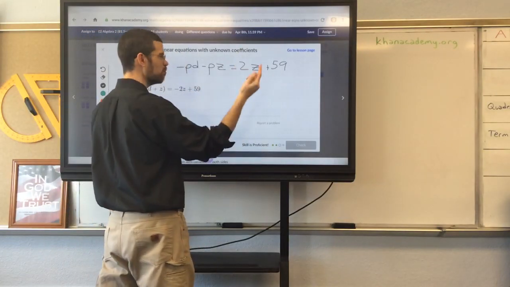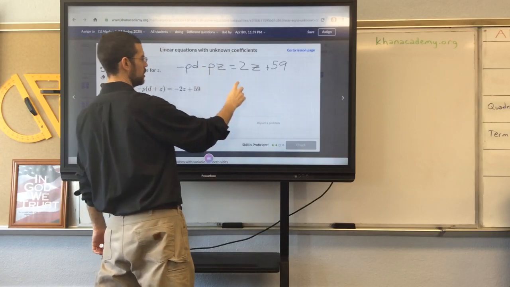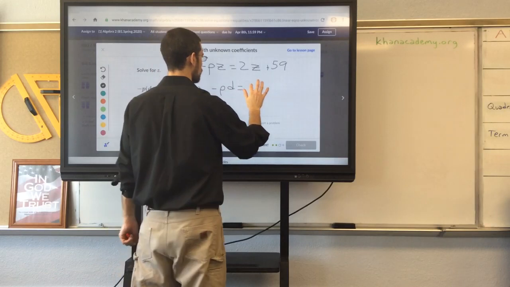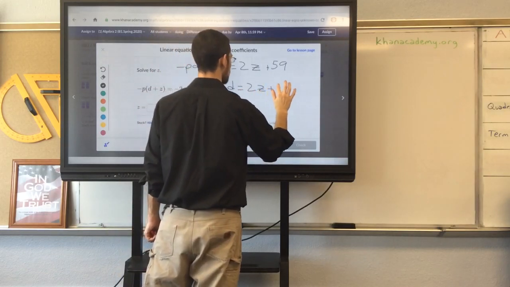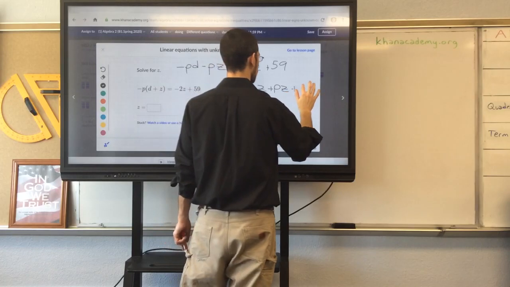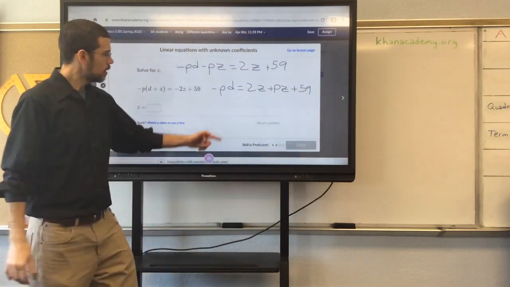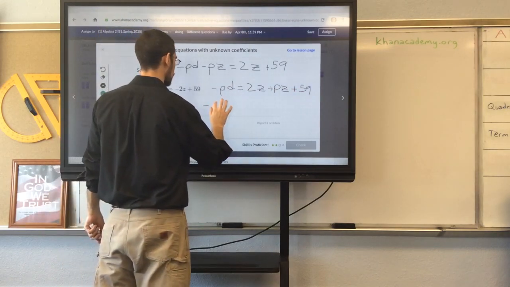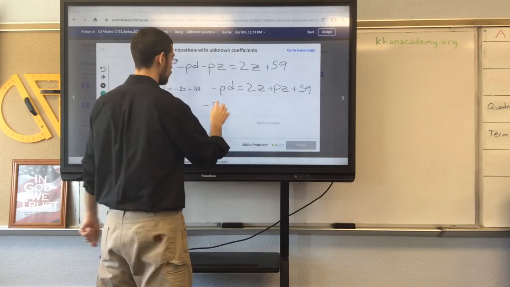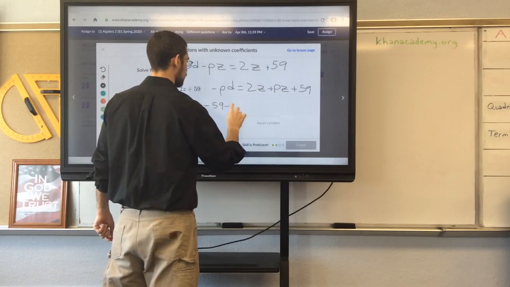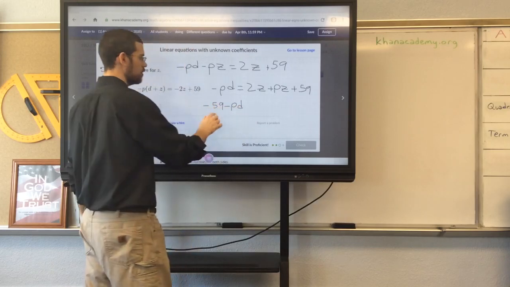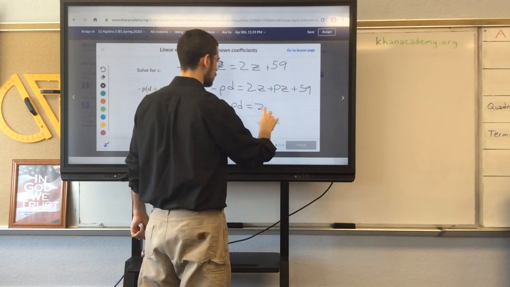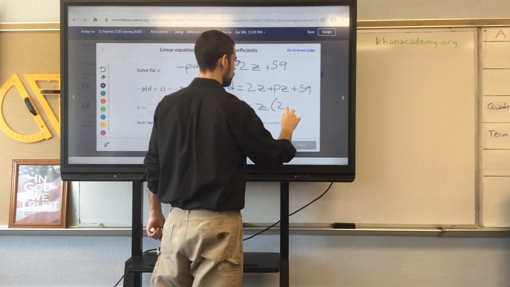Now, let's put all our z's on the right side of the equation, so we'll keep it positive. So I'm going to add pz to both sides. So I have negative pd equals 2z's plus p times z plus 59. We can subtract 59 from both sides, so I get negative 59 and negative pd, and then I can factor out z times 2 plus p.